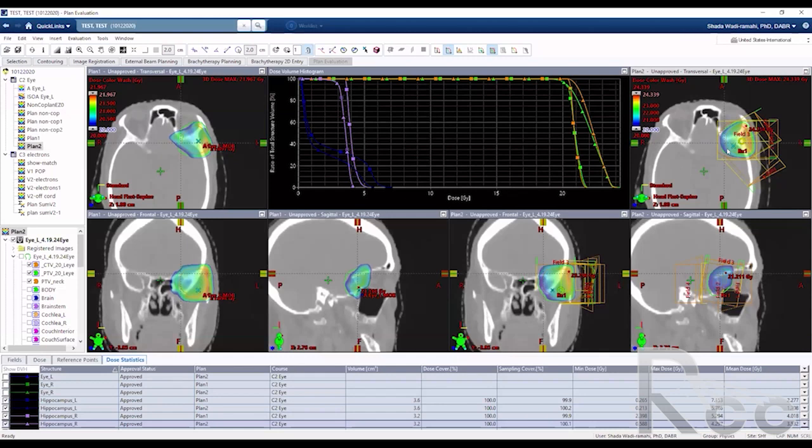Or I do remember one of your colleagues last week mentioned that instead of one non-coplanar beam, they add another non-coplanar beam coming from the inferior side. So we have a non-coplanar beam, and then another one can come from down here. So again, adding more beams. And with this, all right, we go back here.